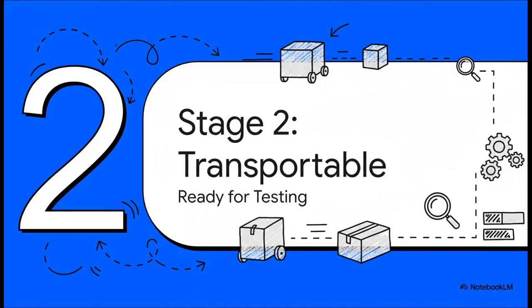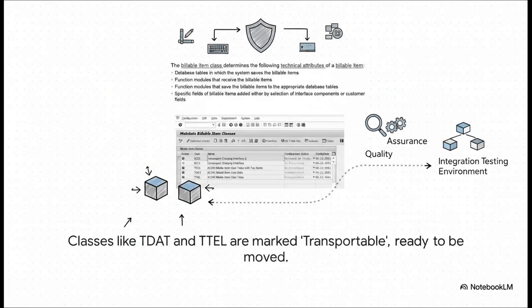All right, so once we're happy with the initial design, it's time to move on. Let's talk about stage two, transportable. The name kind of gives it away, right? Our design is getting solid, and we're saying, okay, this is mature enough to share with the testing team. And if we look back at our system screen, you can see a couple of examples here. See how TDAT and TTL have graduated? They're now marked as transportable. That's the system's way of telling everyone that these have moved past that initial sandbox phase and are ready to be sent over to a QA system for some real integration testing.